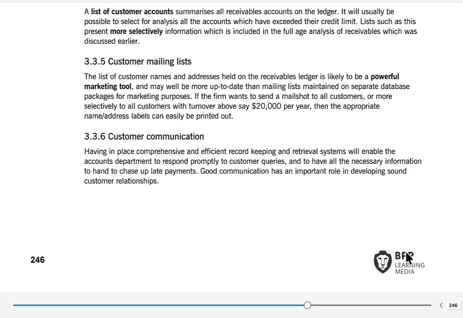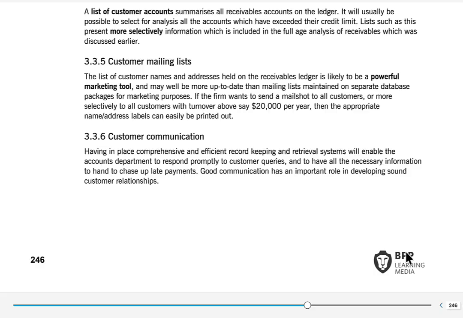Why customer communication is important in receivables control. Reason 1, it improves cash flow. Clear reminders and statements encourage customers to pay on time. Reason 2, it reduces disputes. When customers can see a clear list of invoices, credit notes, and payments, there is less confusion. Reason 3, it supports credit control decisions. If the business needs to stop further credit, it must communicate that clearly and correctly using accurate ledger information.